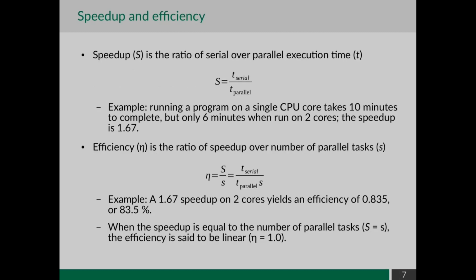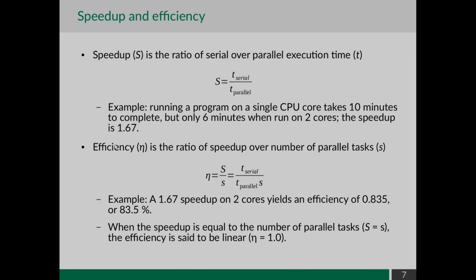Let's start by going back to some basic parallel computing concepts. First, speedup, which is the ratio of the time it takes to execute a program in a serial manner over the time it takes to execute the same program in a parallel environment. For example, if you have a program that takes 10 minutes to complete on a single CPU core, but it takes only 6 minutes to complete when you run it on 2 cores, then you have a speedup of 10/6 or 1.67.